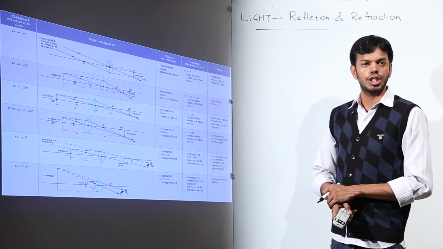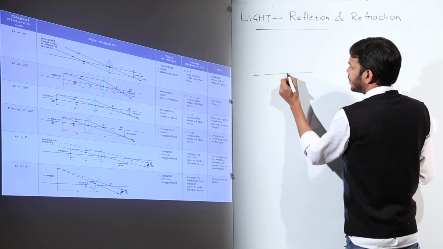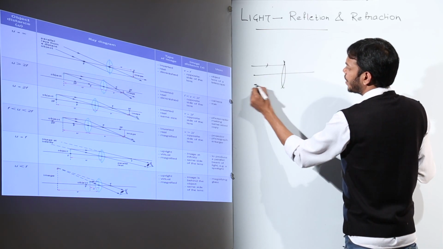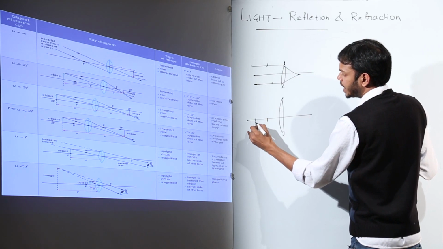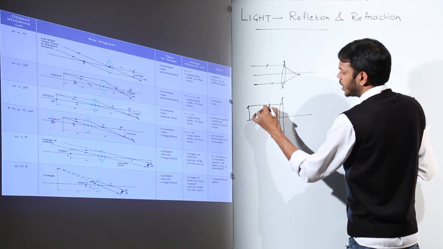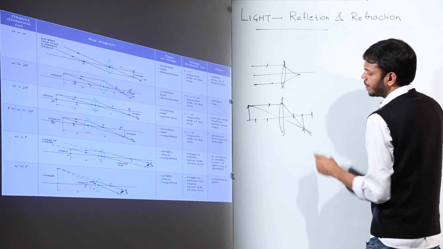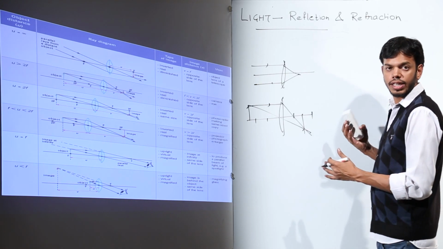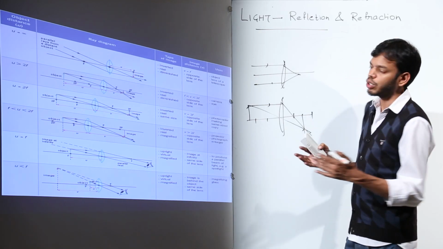These are various positions of the object which are placed in case of convex lens. In the first case, rays are coming from infinity, so they will meet at focus. In the second case, the object is placed between f and 2f. If you draw a ray diagram, you will find that the image has moved a bit further, beyond 2f. When you place it at 2f, you will find the image to be at 2f.